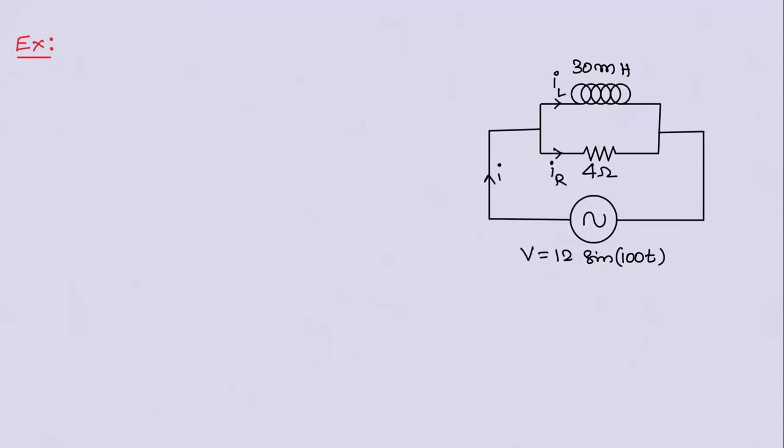IL, IR. That's it, right? We need to write the current. I told you, I prefer current phasor. I don't go through impedance and all.